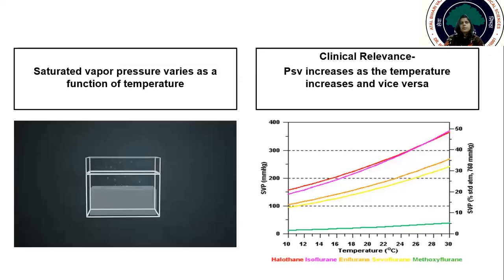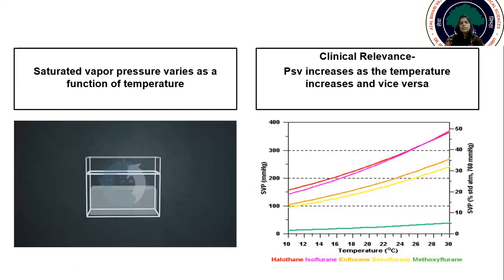Before moving on to saturated vapor pressure, let's learn what is vapor. Vapor is a gaseous state of substance below its critical temperature. And you can see here, there's a liquid in a closed container. The molecules at the surface with high energy will escape from the surface and bombard on the wall of the container to exert a pressure known as vapor pressure.